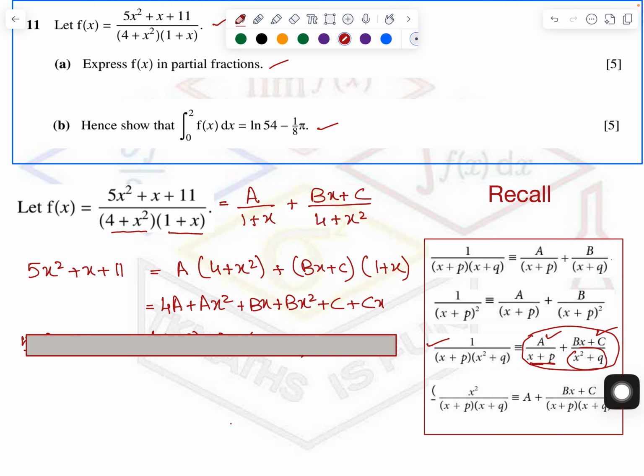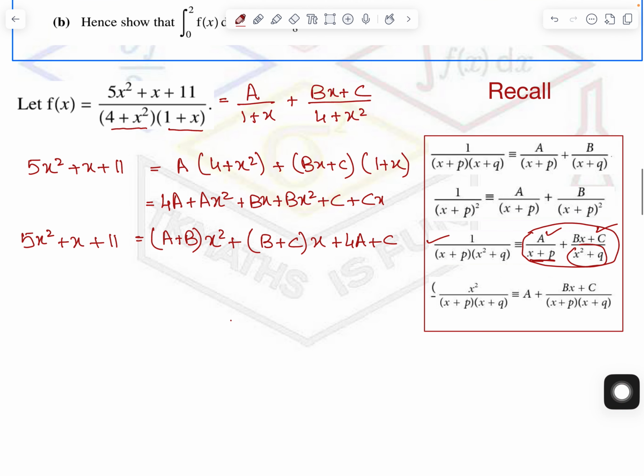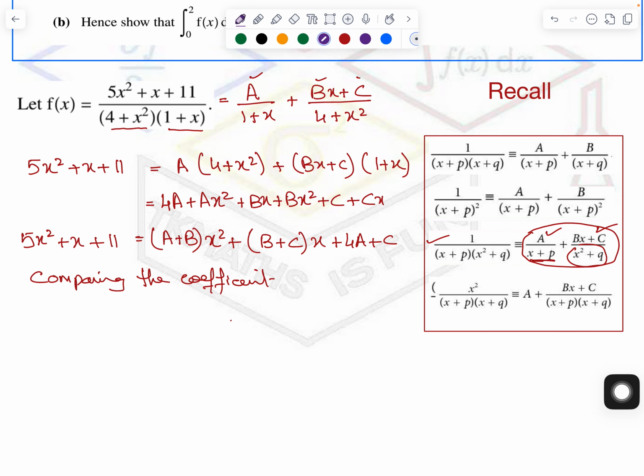The whole purpose is to have on the right hand side the coefficient of x squared, coefficient of x, and constant term. After that I will start comparing, because now it is in the same format as the left hand side. So comparing the coefficients. By the way, there are 2 methods to find the values of A, B and C. One method is comparing the coefficients and the other method is substituting values of x. So I'm going with comparing the coefficients. It is your choice, whatever method you want to adopt here.